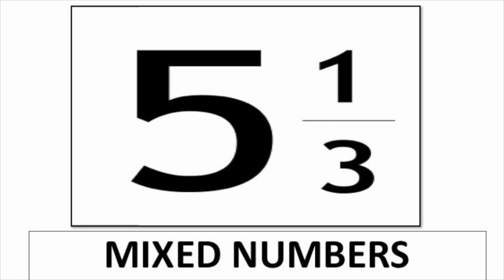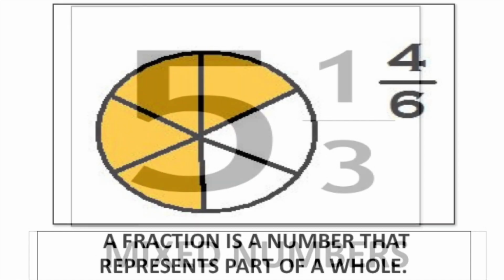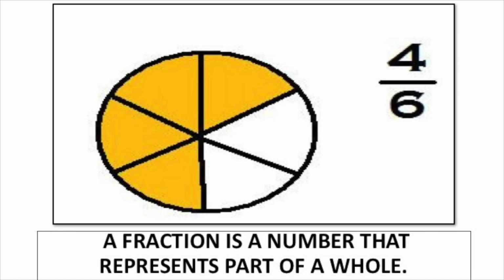5 and 1 over 3. Excellent. You recognize already the whole number, the bigger one, 5. 5 wholes. But then the fraction, 1 over 3, or 5 and 1 third. And understand, guys, with mixed numbers, the fraction can only ever be a proper fraction. We don't use improper fractions with mixed numbers. A fraction is a number that represents part of a whole. Yes, the fraction is always a part of the whole thing.